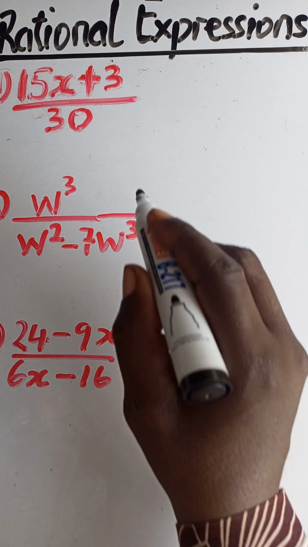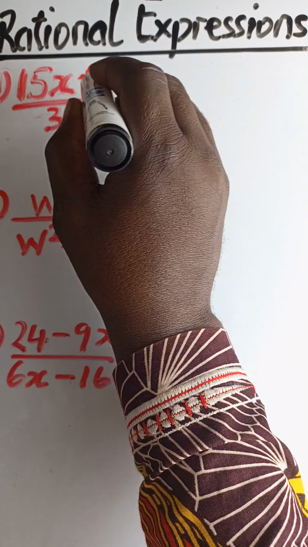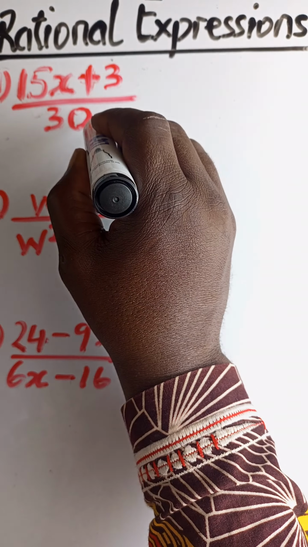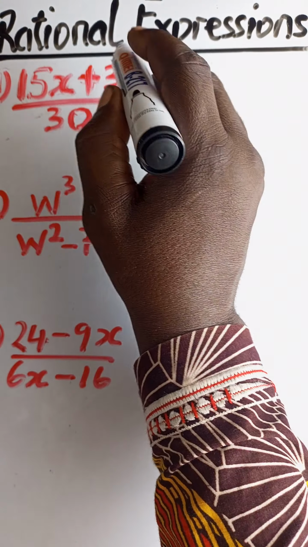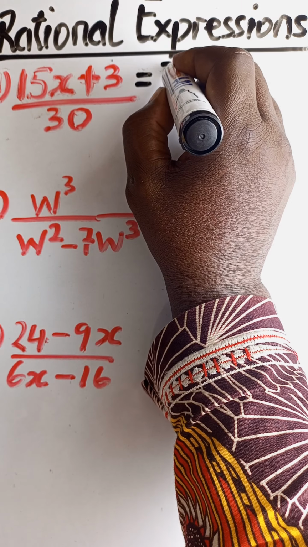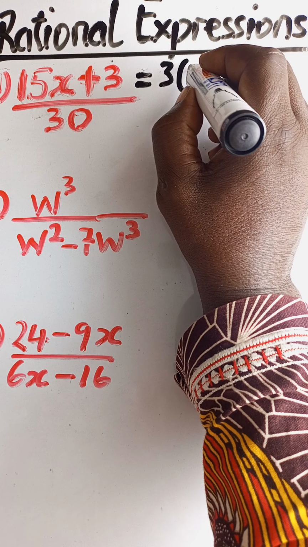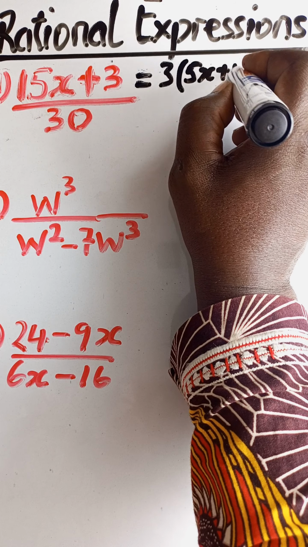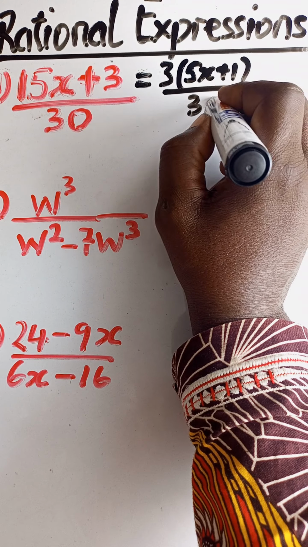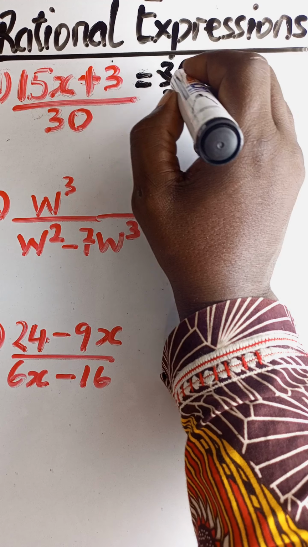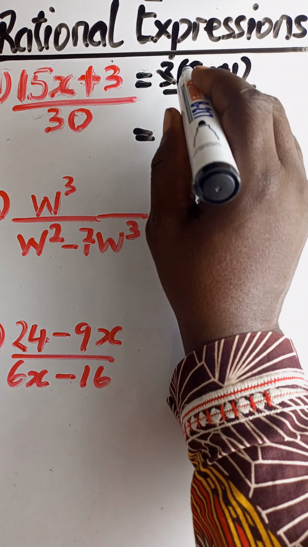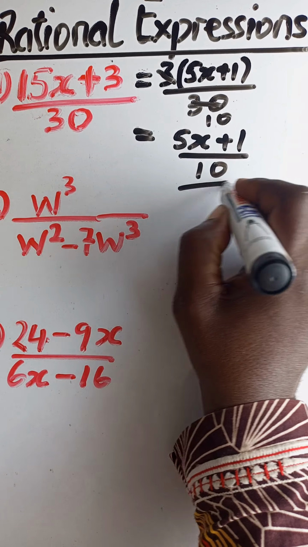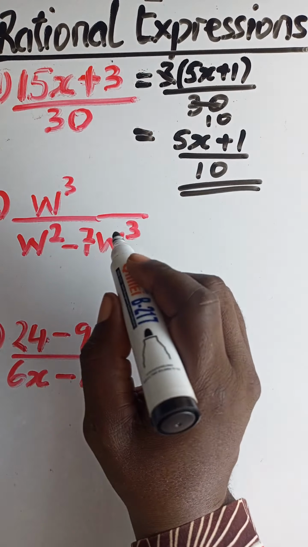Let's start with the first one. In the first one here, 15x plus 3 divided by 30, the common factor that can divide this member 30, this member 15, this member 3, that common factor is 3. And so this rational expression can be written as 3 into 5x plus 1 all over 30. So that 3 here will cancel here to give 10, and then we'll end up with 5x plus 1 all over 10. This is the simplest form of that expression.